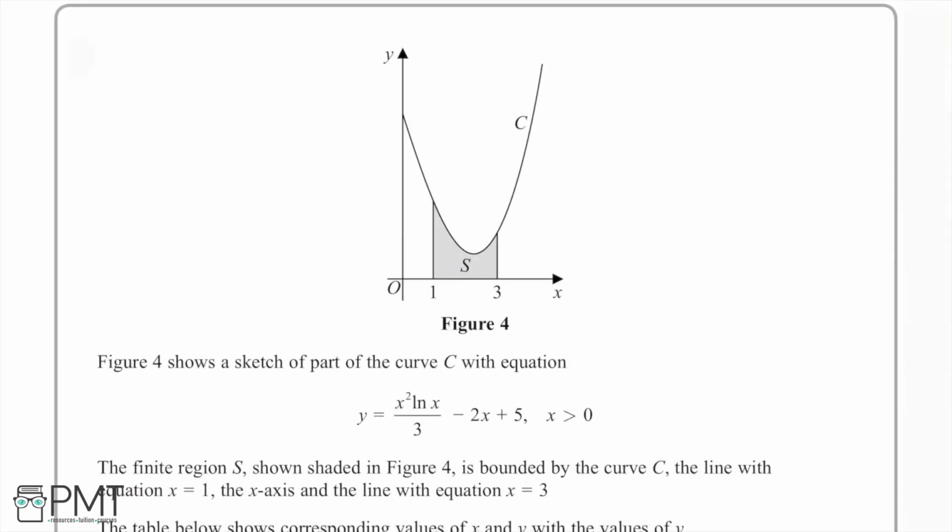So in this question we have an equation y is equal to x squared ln x divided by 3 minus 2x plus 5. This is curve C, and part of this is shown here in figure 4. And we can see the parabola-like shape there, and then we have a finite region S, which we can see is shaded here, and that has the lines x equals 1 and x equals 3.